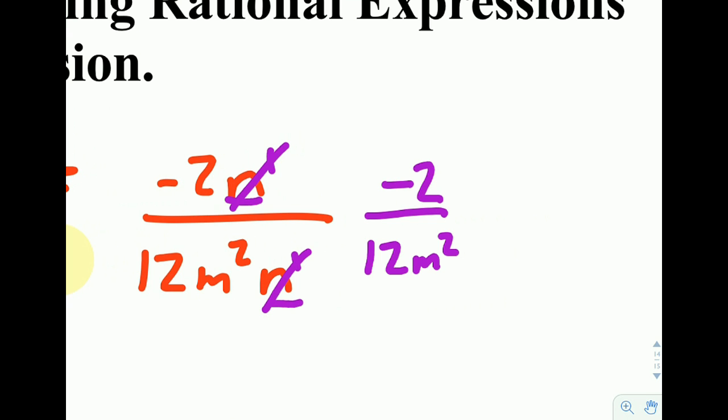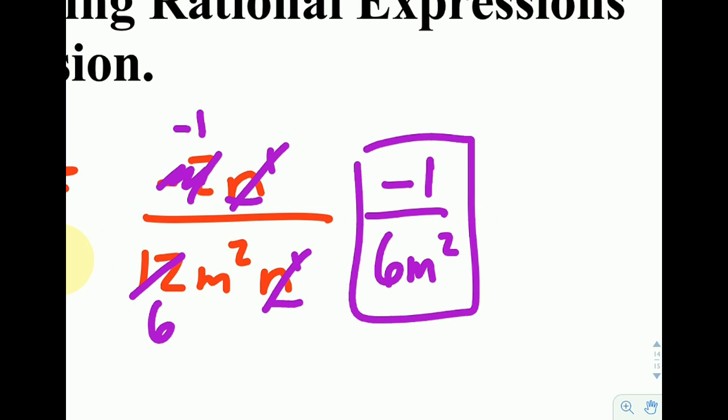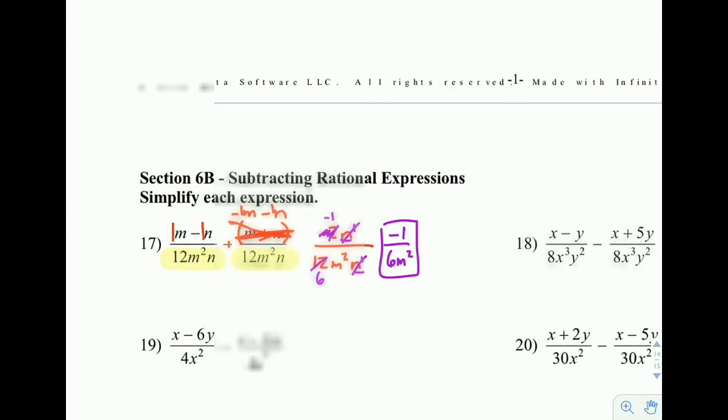We have numbers that cancel as well. We have a 2 and a 12. So we can reduce that to 6, reduce that to 1, and I guess I should keep that negative there so I don't lose it. So now we actually have -1 over 6m squared. So always check that everything is fully reduced before you call one of these problems done.